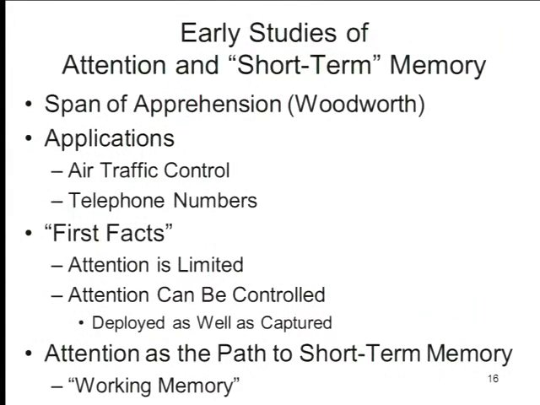Studies of attention have been going on in psychology for a very long time. R.S. Woodworth, who wrote the earliest handbook of experimental psychology, devoted his career to studying what he called the span of apprehension, culminating in George Miller's paper on the magical number 7 plus or minus 2.